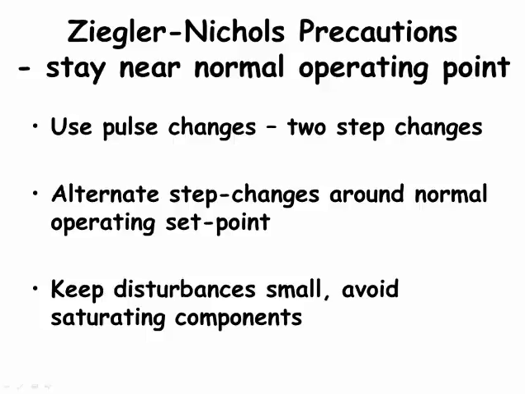Here are 3 recommendations when adjusting a process to collect data to be able to use the Ziegler-Nichols method. Pulse changes are recommended, where you step up to create one step change and you step down to create a second step change. By alternating step changes around the normal steady-state conditions, you avoid getting far from normal conditions. Also, by using small disturbances, you avoid saturating system components.